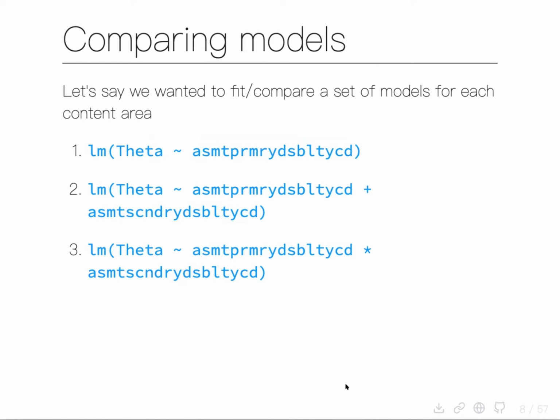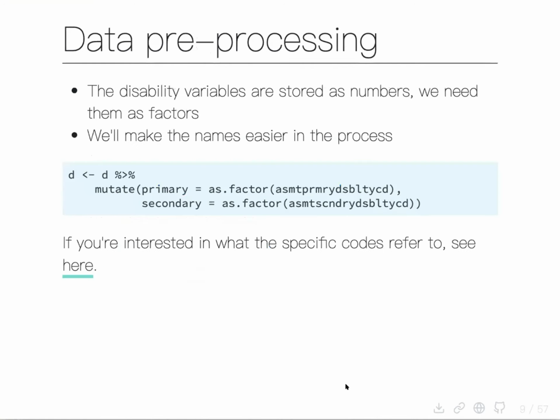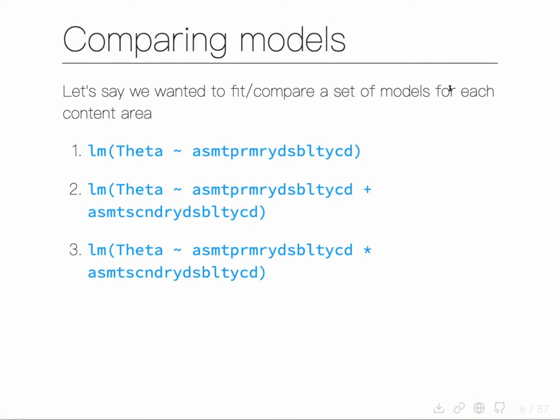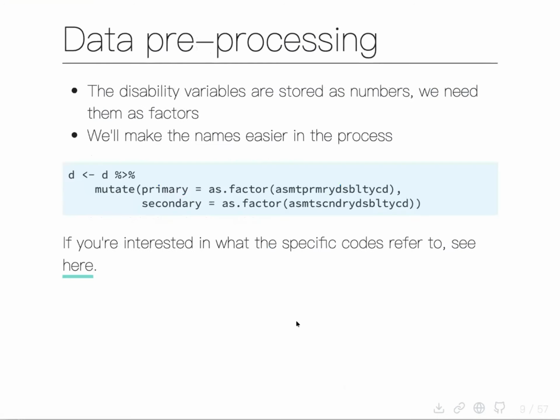Okay, so this is a very reasonable thing that we might want to do. Okay, but let's say now we want to do this for each content area, right? So we're going to fit these separately for each content area. All right. So the disability variables are stored as numbers. We need them as factors, so we can change that.